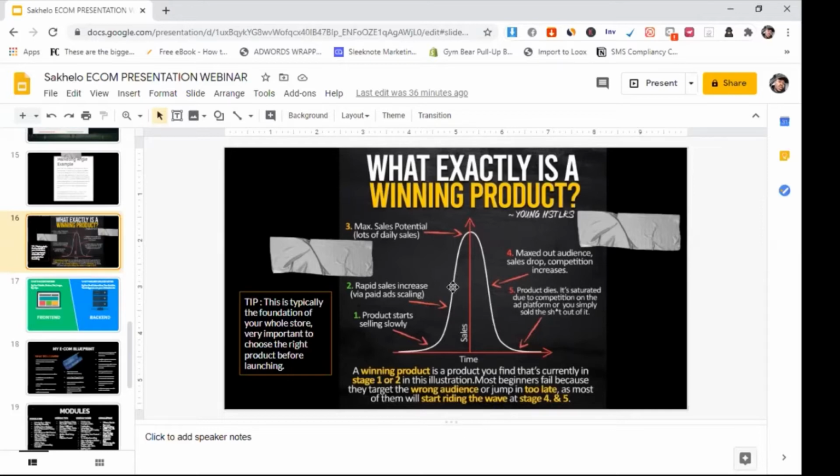This is the stages of a winning product, right? Yeah, but this is just a broad overview of the winning product. Okay, let me just read here. It says a winning product is a product that you find that's currently in stage 1 or 2 in this illustration, right? As we spoke about it here.